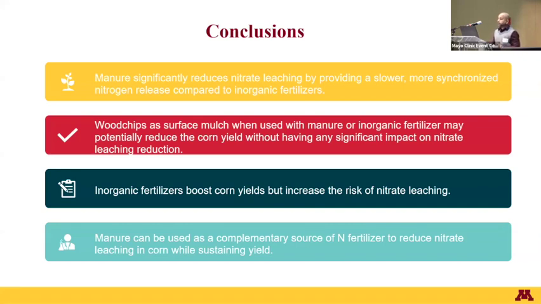The second is that use of wood chips as a surface mulch may reduce the early season nitrate availability and corn yield without having any significant impact on the nitrate leaching reduction. And then use of synthetic fertilizers may increase corn yield, but also poses a higher risk of nitrate leaching. So by integrating manure with inorganic fertilizers, we can achieve a balance between sustaining yield and reducing environmental risk. And this approach helps enhance the nitrogen use efficiency while mitigating the nitrogen losses.